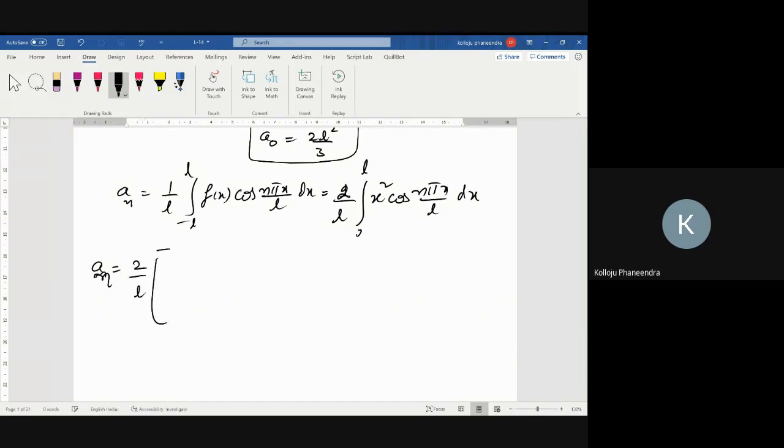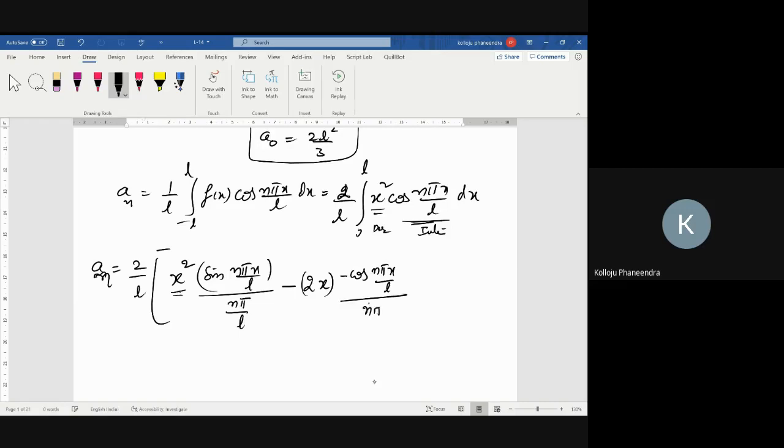an equal to 2 by L. Now, x square is the derivative part and cosine is the integrating part. So first, derivative part as it is, cosine integration is sine n pi x by L, and the quotient is n pi by L in the denominator. Minus, x square derivative is 2x, again, sine integration is cos n pi x by L by n pi by L into n pi by L, that is n square pi square by L square.